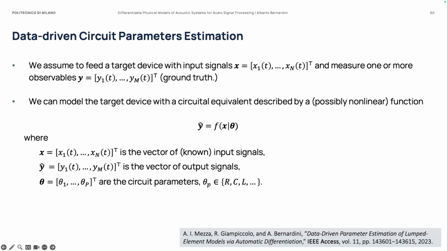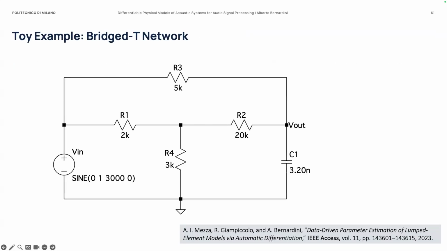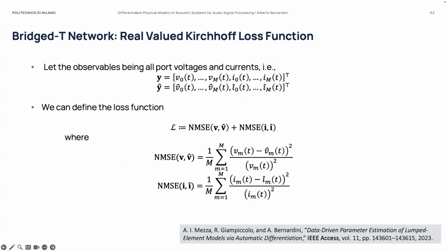So the idea is that we want to estimate the parameters of the circuit starting from measurements, like in this case, with this bridge T network, which is completely linear. You have 1, 2, 3, 4, 5 parameters, and starting from the input and output measures, you want to estimate the parameters of this system. So in this case, you can do that. You define the loss function based on normalized mean square error.